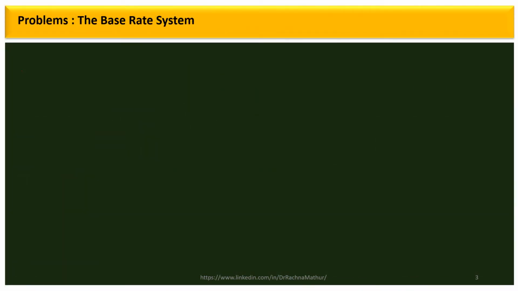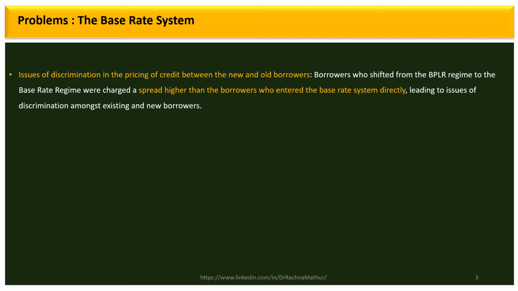Let us find out the problems with the base rate system. The first charge against the base rate system was the issue of discrimination in pricing of credit between new and old borrowers. Borrowers who shifted from the benchmark prime lending rate to the base rate system were charged a higher spread than borrowers who entered the base rate system directly, leading to discrimination between the old and the new borrowers, as banks often adjusted the spread over the base rate to benefit their new borrowers.